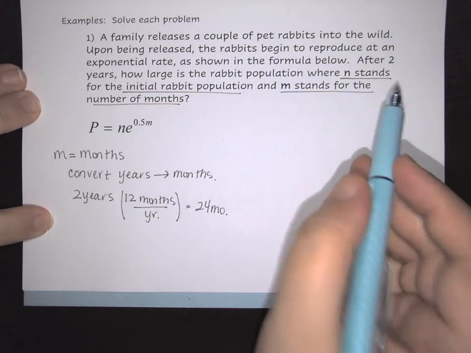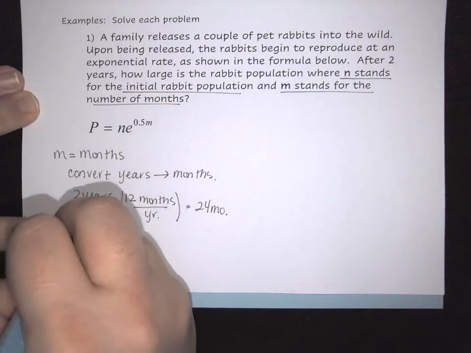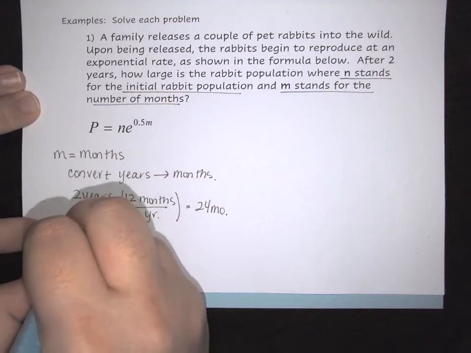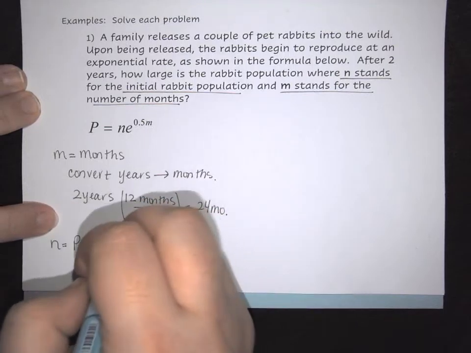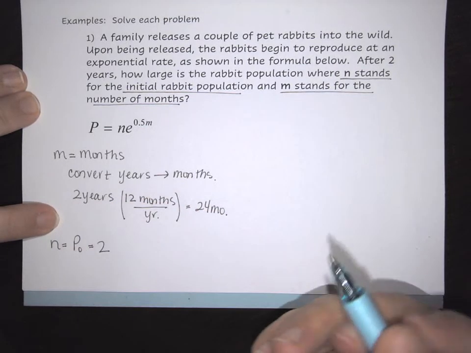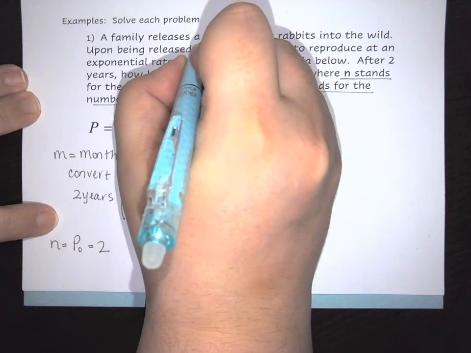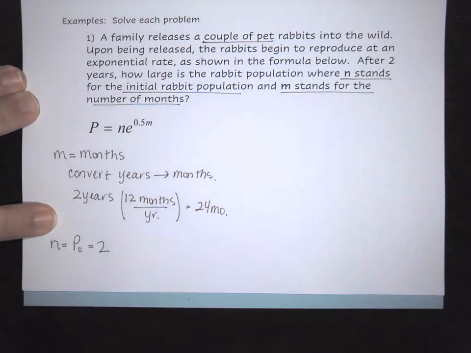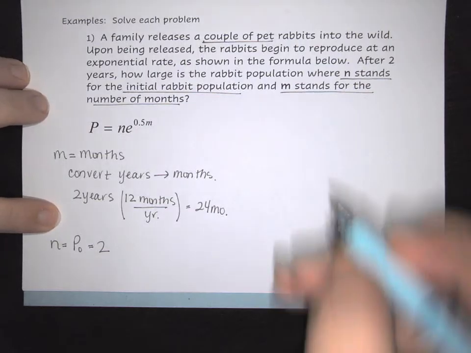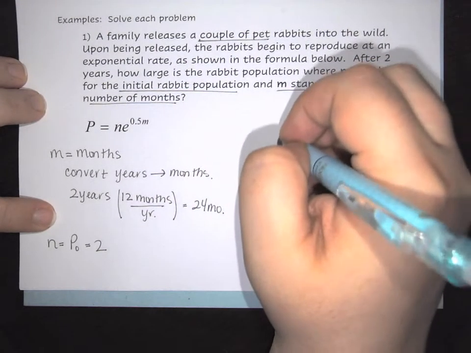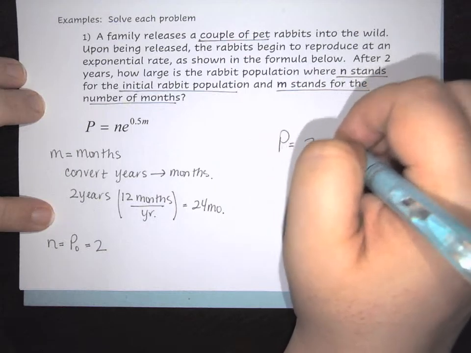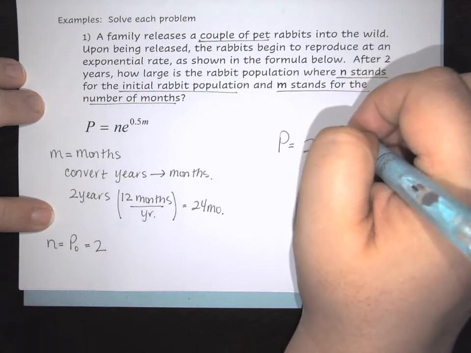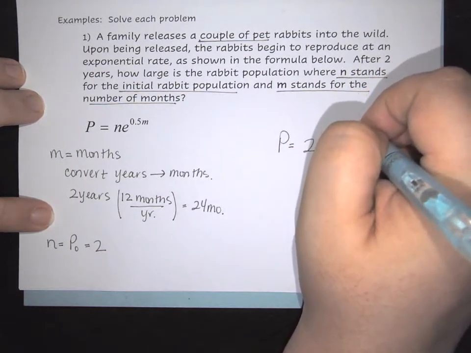Now the second thing we need to know is N. N stands for my initial population of rabbits, and my initial population of rabbits is 2. How do I know that? I know that because it says a couple of pet rabbits, and so here we would have 2. So in this case, our formula is P equals 2e to the 0.5 times 24.